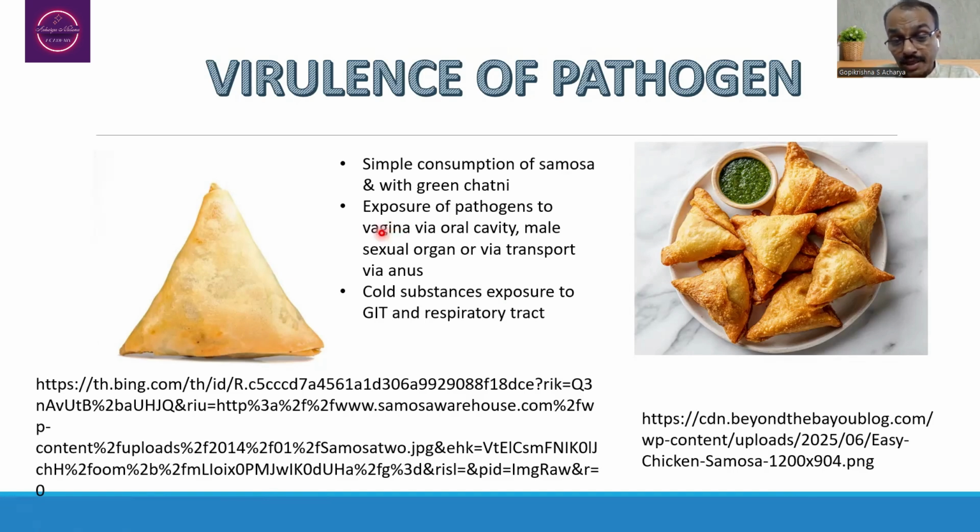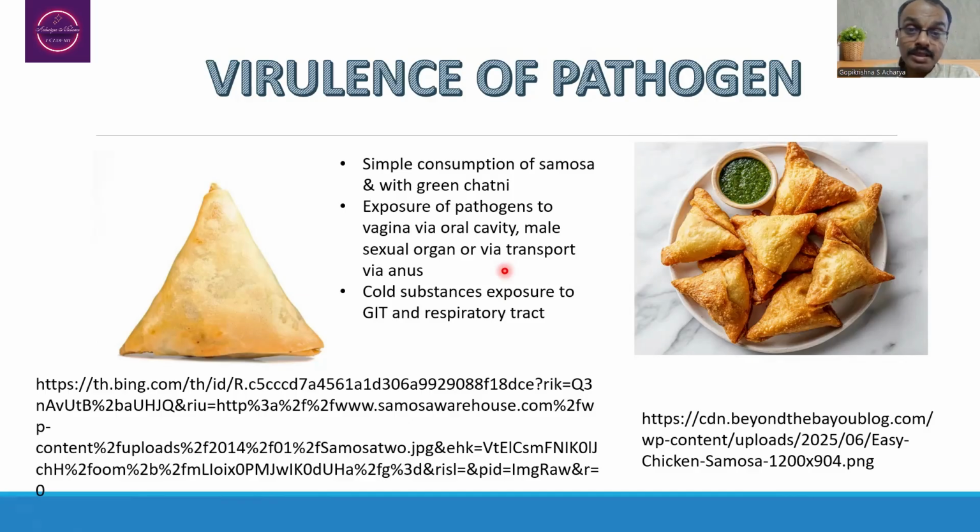So when the lady is exposed to the pathogens through the oral cavity, through the male sexual organ, or via the urethra or anal orifice, the virulence will be much more severe, and the lady may develop very severe disease related to the reproductive tract. This is how the virulence of the pathogens helps in deciding the degree or severity of the disease. And regarding the third example, that is cold substances exposure.